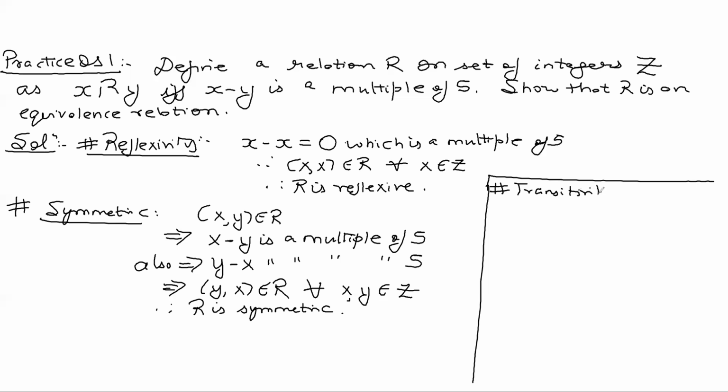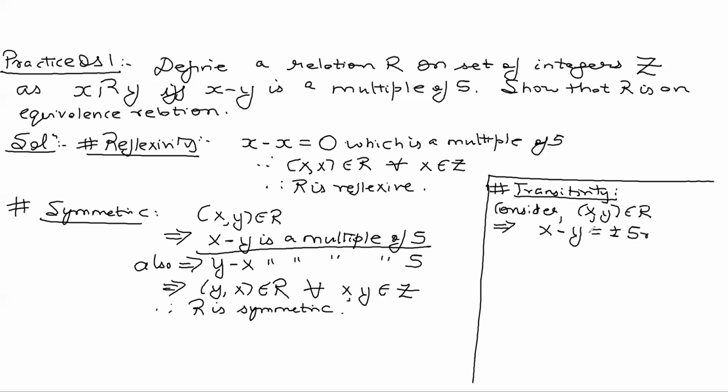Let's check for transitivity. So consider x comma y belongs to R, which implies x minus y is a multiple of 5. Guys, how can I write it mathematically? It means x minus y is equal to plus minus 5m, where x and y are integers. I can write it like this, right? If x minus y is a multiple of 5, it means x minus y is equal to plus minus 5m.